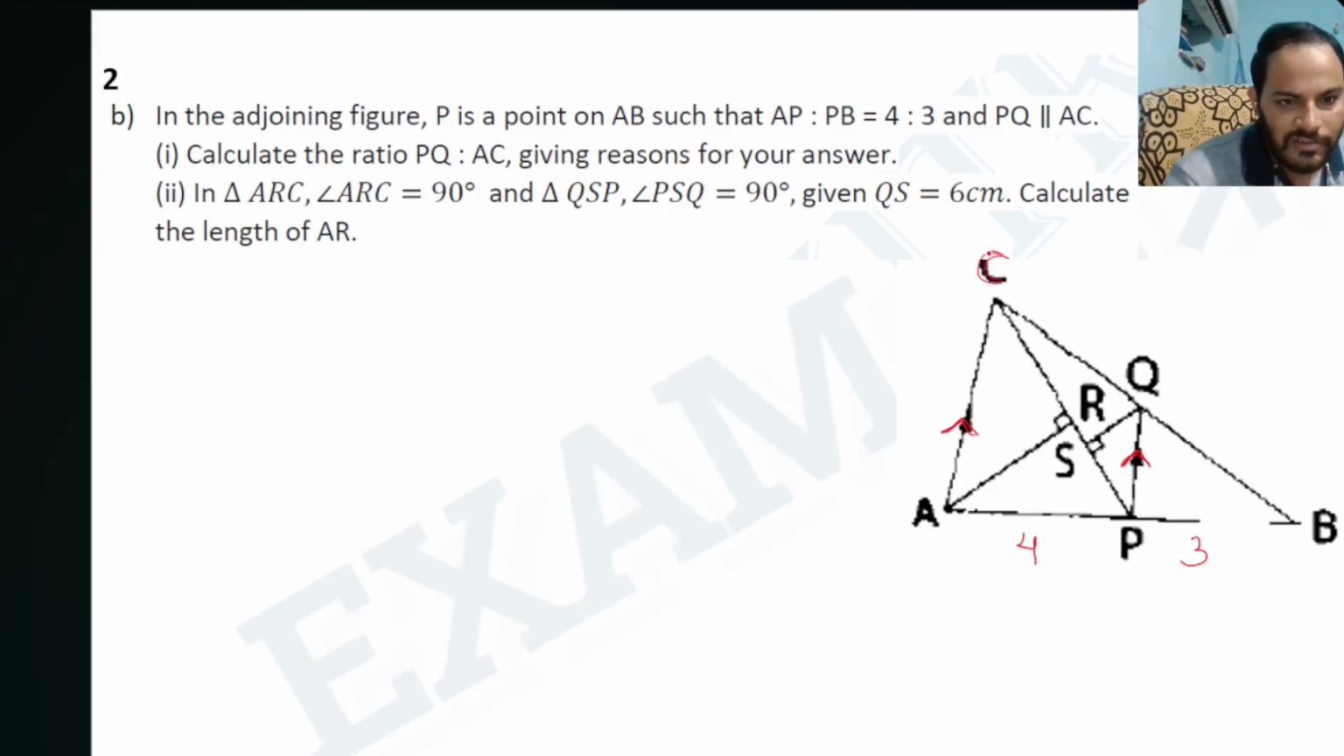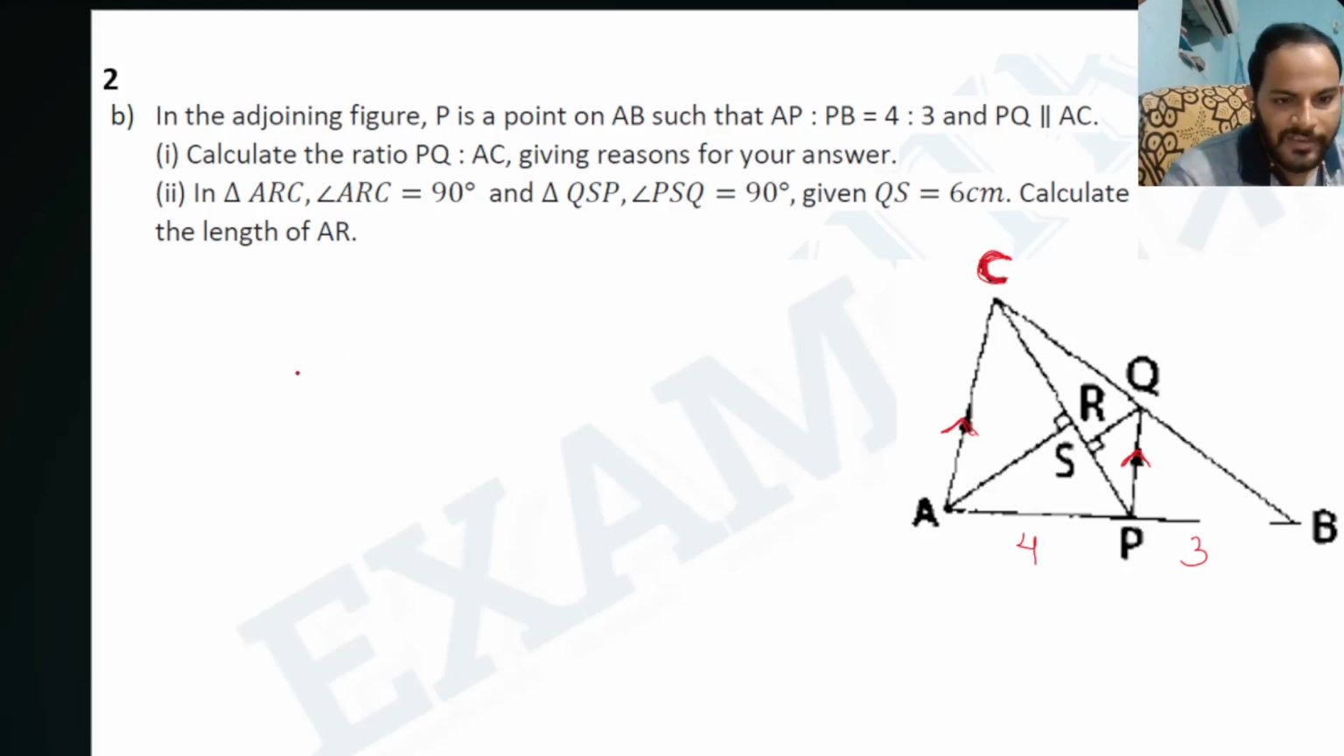This is C. The image is being cut off. So we need to find the ratio PQ to AC. Before proceeding, how can we find the ratio of PQ to AC? If you know the concept of similarity, if we can by any chance make triangle PQB and ACB similar, then we can use the concept that if two triangles are similar, the ratio of their corresponding sides are equal. Okay, so let's see here.